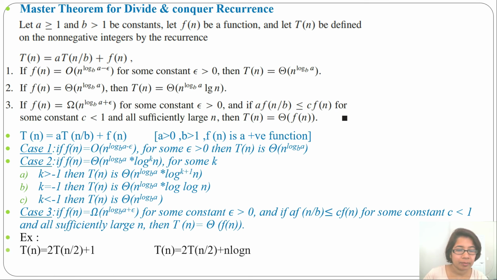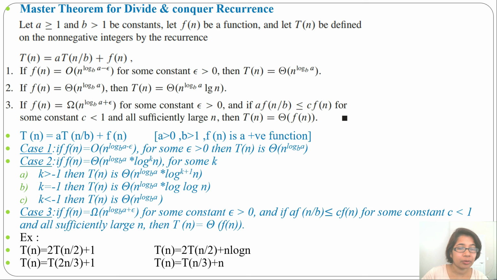These are some examples of recurrence relations. T(n) = 2T(n/2) + 1. T(n) = 2T(n/2) + n log n. Next, T(n) = T(2n/3) + 1. T(n) = T(n/3) + n. You can solve these recurrence relations in three ways. You can either apply the back substitution method, the recurrence tree method, or the master method.